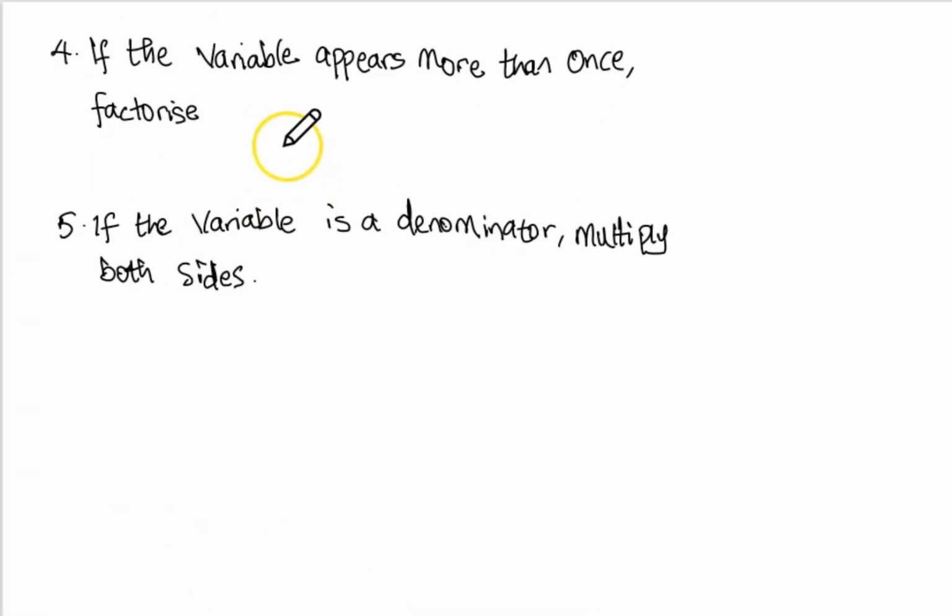So the fourth step is that if the variable appears more than once, the best thing you ought to do is to factorize. Now let's explain. If you have a variable in more than one place, let's say we have 3x + bx = y, and you are told to make x the subject of the formula. In this case, you have x here and you have x here. You simply can't leave this one here and this one here at the same time, because x wants to stand alone.